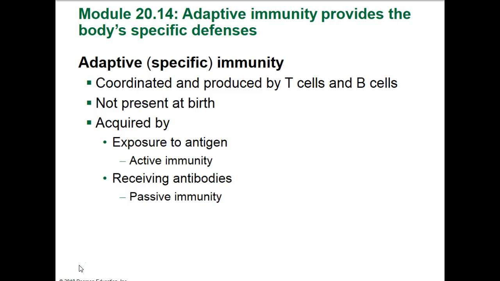immunity. Active immunity, when you're exposed to the antigen, your body starts forming these particular cells or antibodies that react. Now, you can also receive antibodies in a passive form, but when you receive antibodies, you don't get long-term immunity because your body does not keep those antibodies like it does with active immunity. We'll talk more about that.